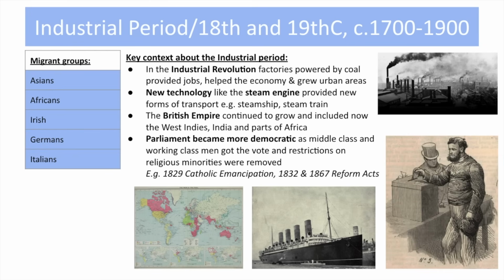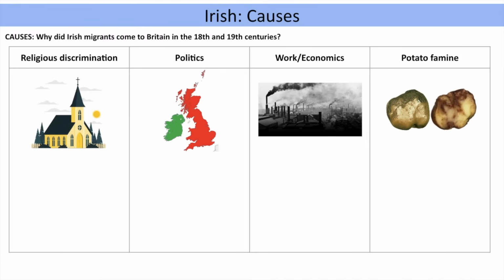The migration that we see in this period is from some groups we've seen before. We've seen Asian migration before, we've seen African migration before, we've seen German and Italian migration in the medieval period with the Hansa merchants and the Lombards, but one new group at this time that we haven't really looked at before is Irish migrants who come in huge numbers during this time.